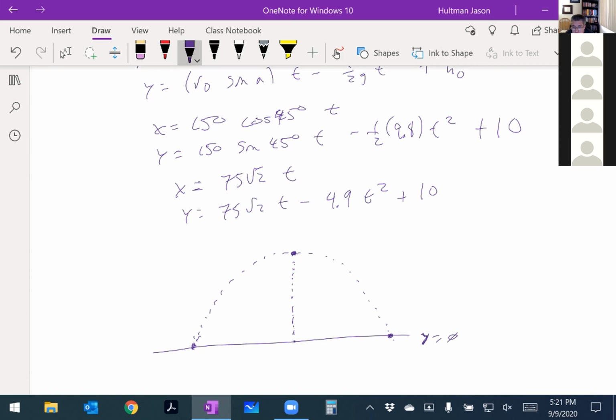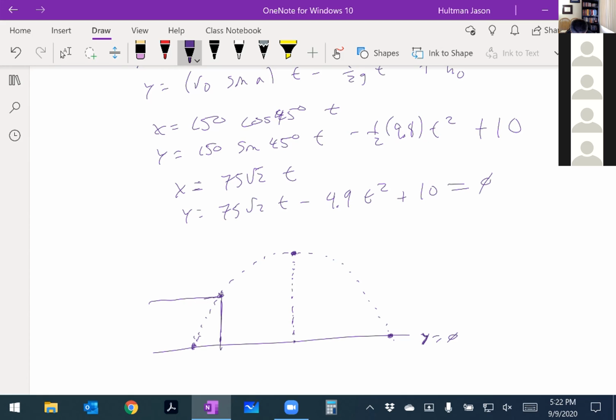Does that make sense? It doesn't matter that I start here. It just means that I'm going to get a negative result for t on one side and a positive result for t on the other side. So let's figure out what happens when the height equals 0. Set this equal to 0, and let's solve.